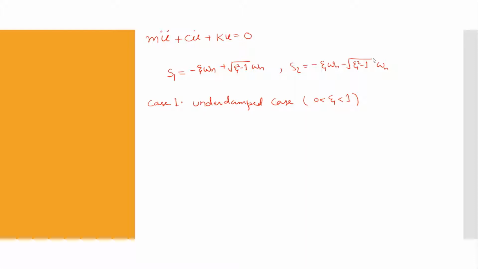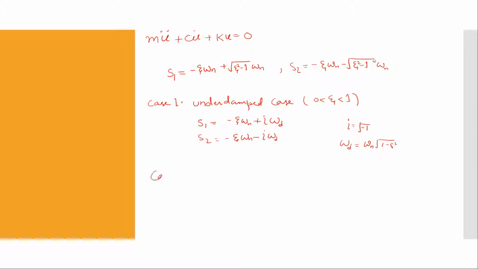So we got two roots: minus xi omega n plus iota omega d, and the second root, minus xi omega n minus iota omega d, where iota is the imaginary number whose value is under root minus 1, and omega d is the damped natural frequency, which is omega n times under root 1 minus xi square. These two values we studied in the last class. Now we will study the second case today.